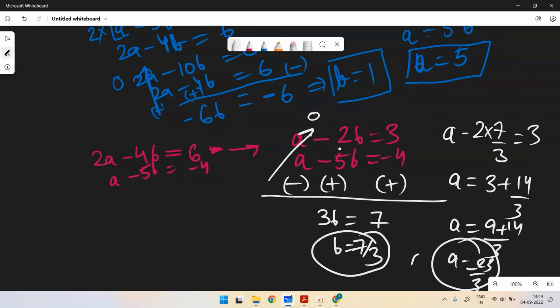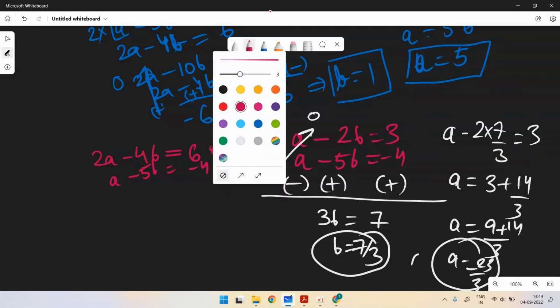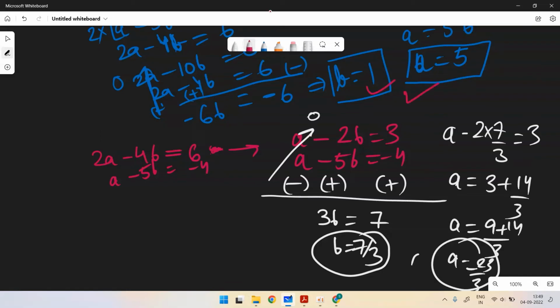So the pair of values of a and b are a equal to 5, b equal to 1, from here, this and this, or this and this. True. Now next question.